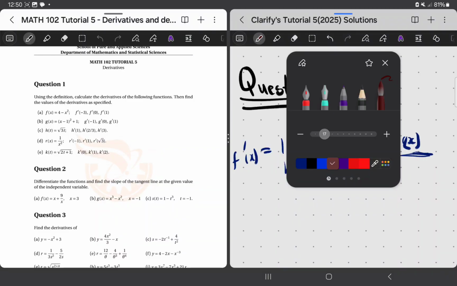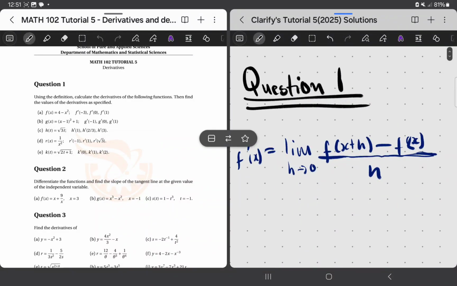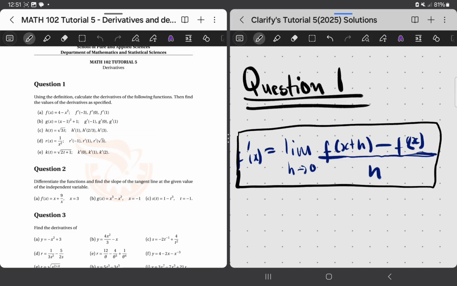This gives you f dash x. Don't forget this. This is what they mean by definition. Sometimes you can see them say the definition. Sometimes they don't use the word definition. Sometimes you can see them use the word difference quotient. Whatever they use, this is going to be the same.